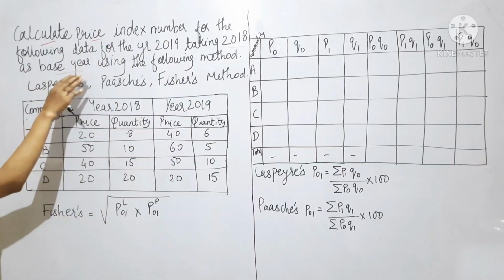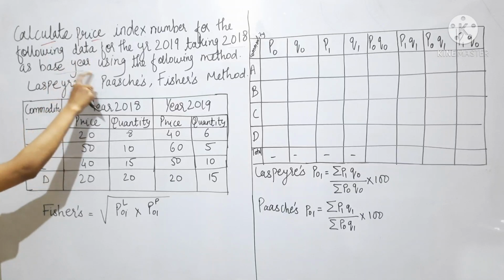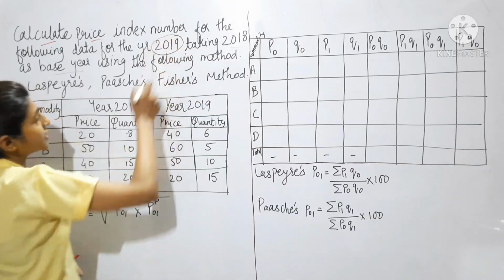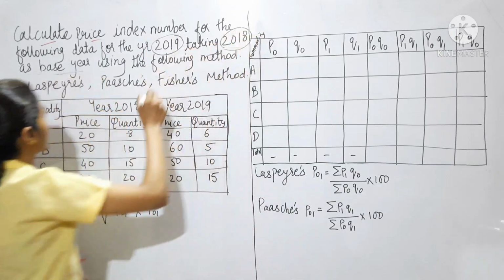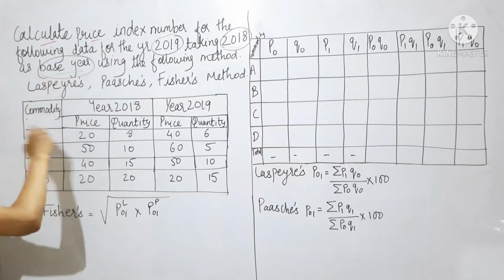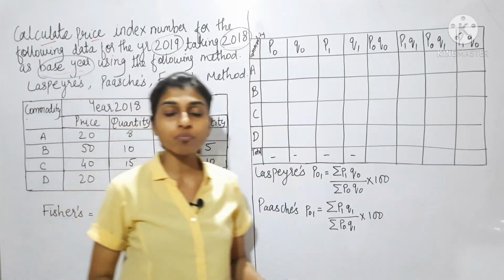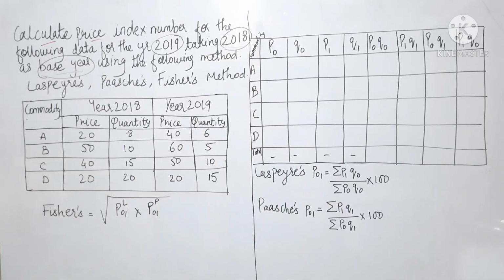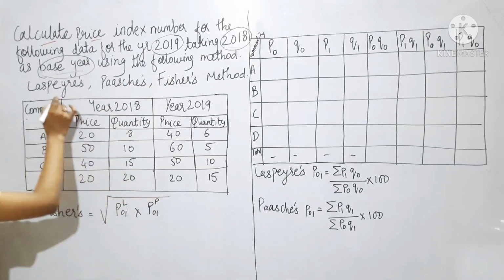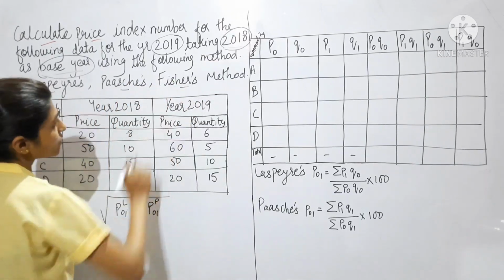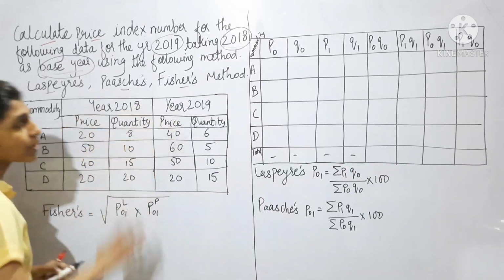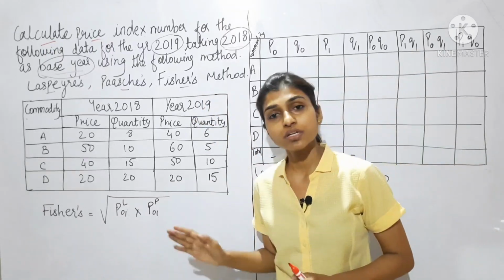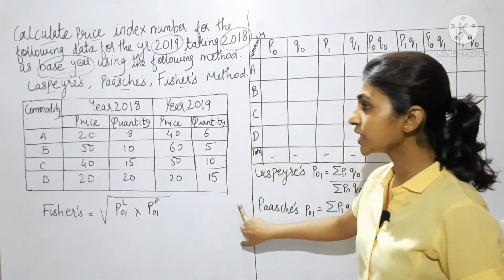Calculate price index number for the following data for the year 2019, taking 2018 as a base year. So ultimately 2019 will become the current year. Okay, using the following methods: Laspeyres method, Paasche's method, Fisher's method. So by using all three methods we have to calculate price index number, and each method has a different formula.